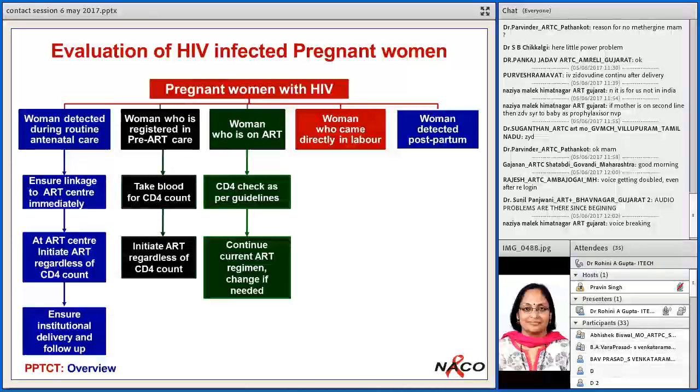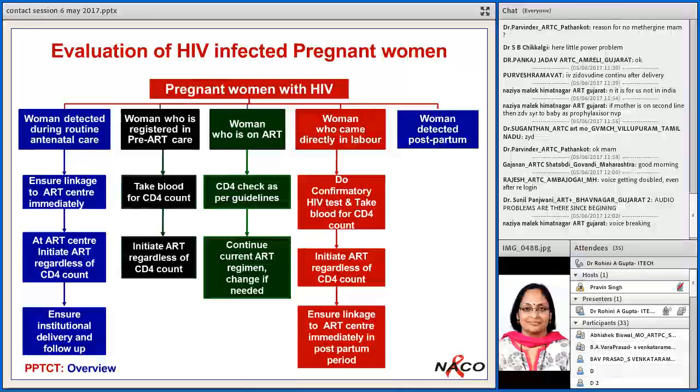But she needs counseling about adherence to her ART, use of condoms for avoiding exposure to reinfections and STIs, and continuing current ART regimens. If needed, if there are some problems, it may be changed. But most ART drugs which we are prescribing do not have any toxicity and they should be continued.